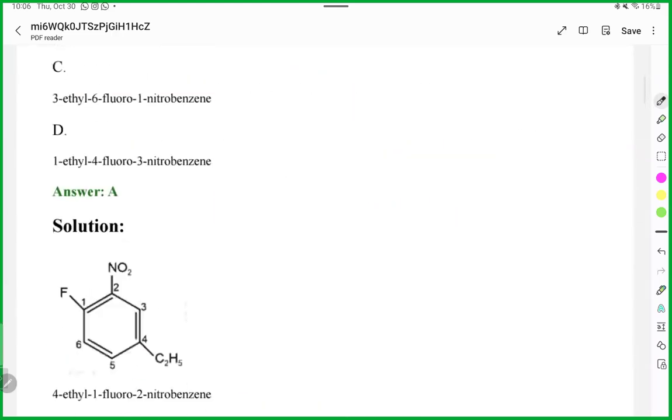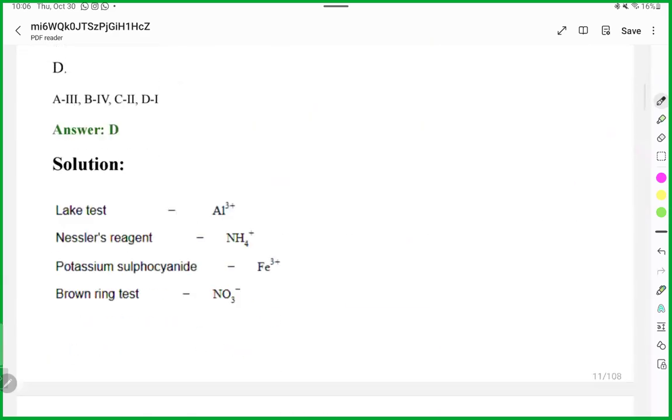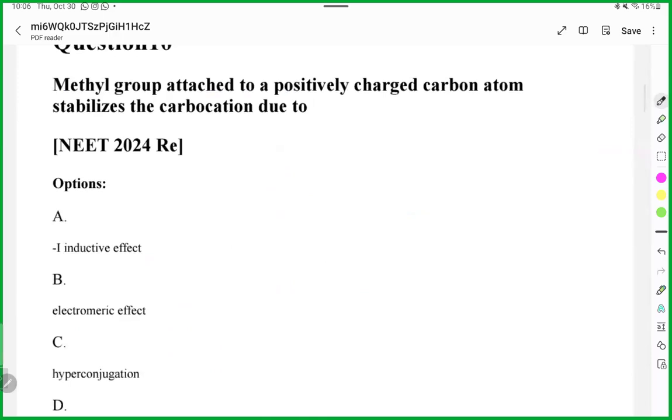Stereoisomers, IUPAC name. When will you finish your class? Just 5 minutes. Only 5 minutes.